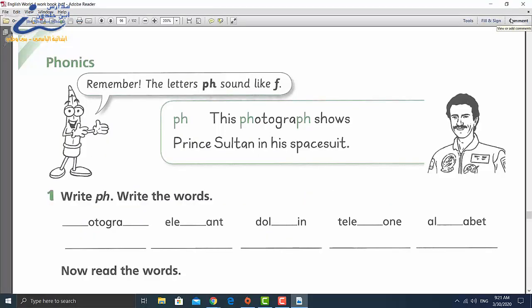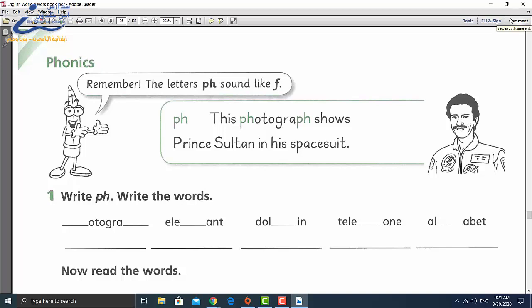Open your workbook on page 96, exercise number 1, phonics. Remember, the letters PH sound like fa, fa. This photograph shows Prince Sultan in his spacesuit.